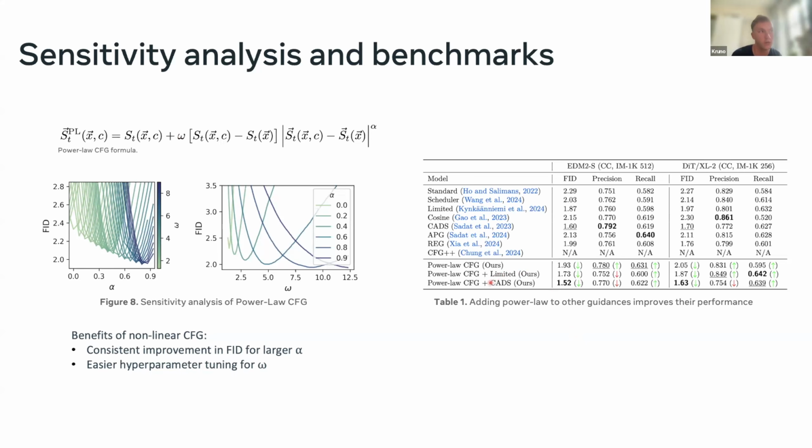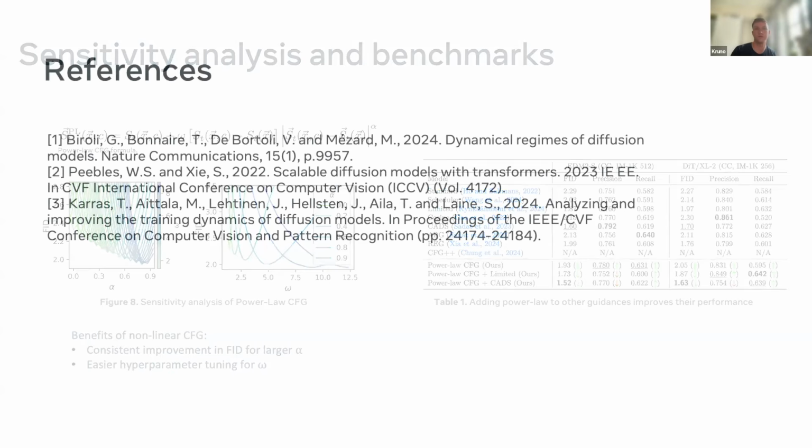So for example, we took the limited guidance from NVIDIA, and we added the power law guidance to it, which is the nonlinear version. We explored some other ones too, and we consistently saw improvement in performance, both in terms of FID and some other metrics that measure diversity. And that's it. Thank you.